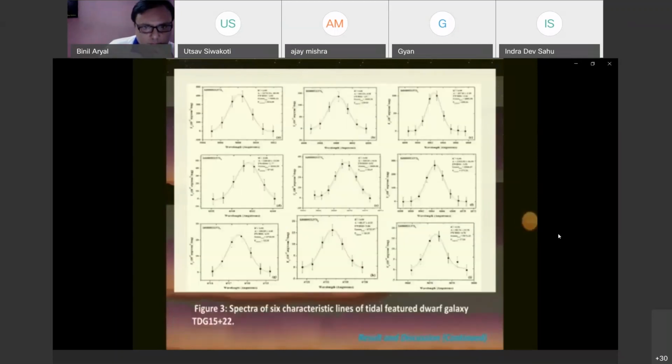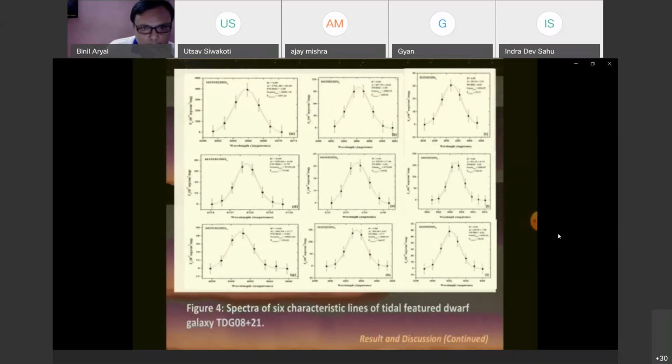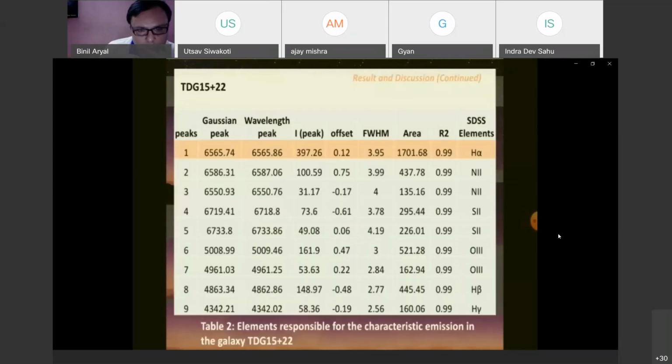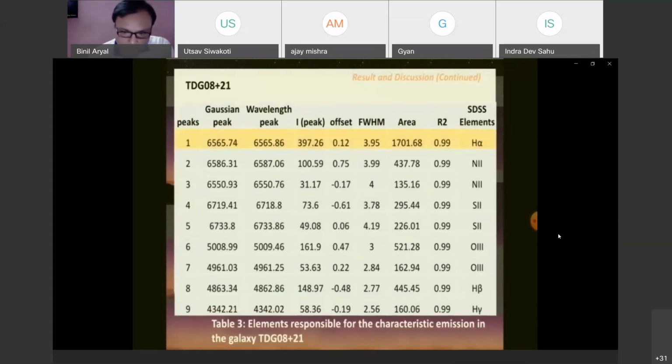This figure shows the Gaussian fit of all the characteristic emissions that are obtained in the spectra of the first galaxy. And this figure shows the Gaussian fit of all the characteristic peaks in the second galaxy. Here we see the statistical parameters that we obtain from the Gaussian fit. Here we obtain the elements which are responsible for the characteristic emissions. Here the H-alpha measurement is important and responsible for the star formation rate, and we used this H-alpha measurement for the calculation of the star formation rate for our study.